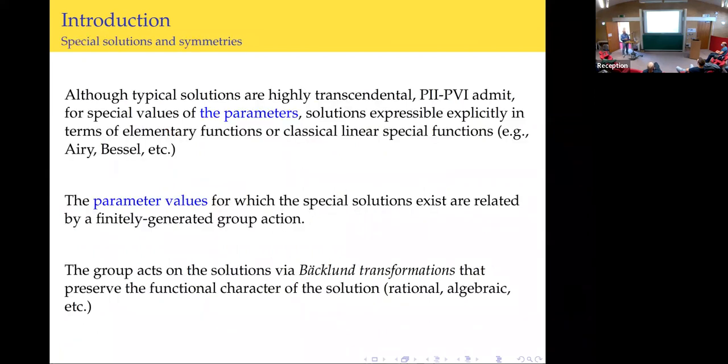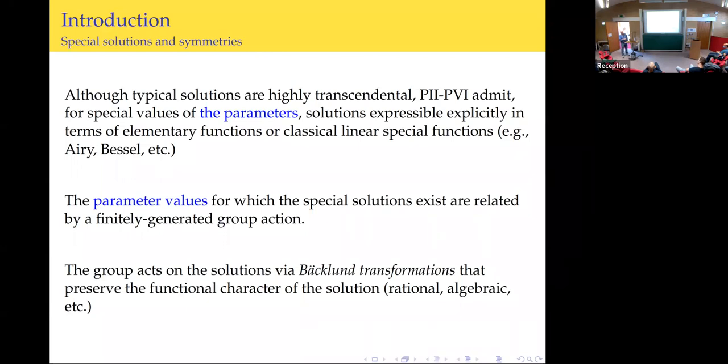So, although it's the case that typical solutions of these equations are highly transcendental functions, it turns out that all of them except that first one, the Painlevé 1 equation, admit special solutions when the parameters have special values. And these solutions are kind of simple. They can be expressed in terms of elementary functions, or sometimes you can also express them in terms of classical linear special functions like Airy functions, Bessel functions, and so on. So it's not the typical thing, but if your equation has parameters, then you can find special values of the parameters where something like this is true.